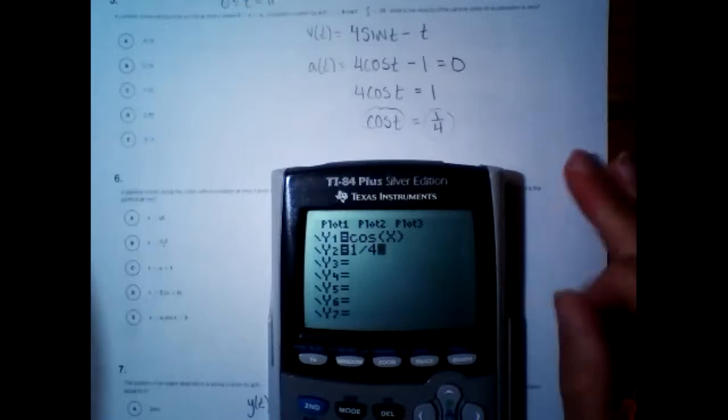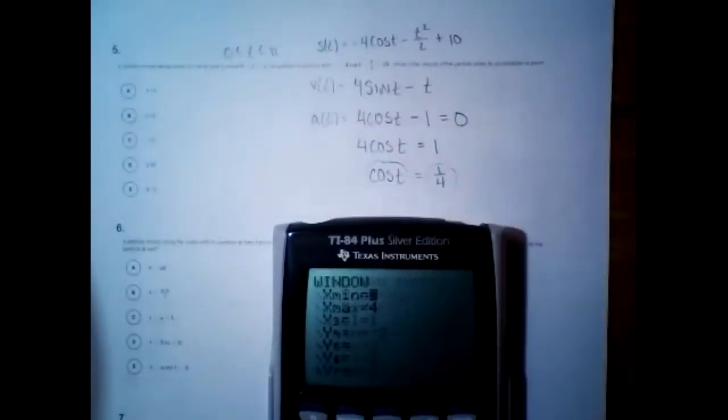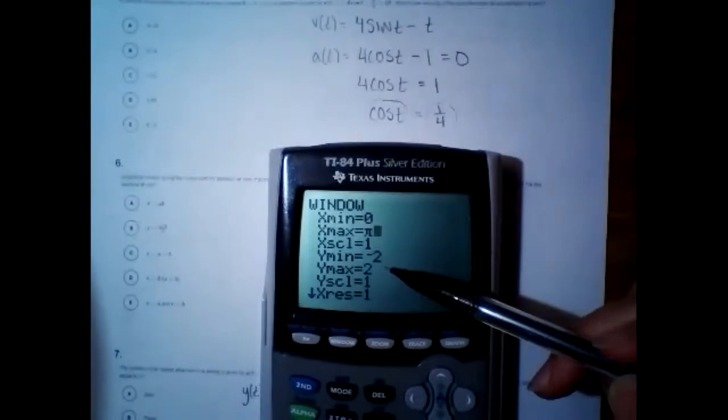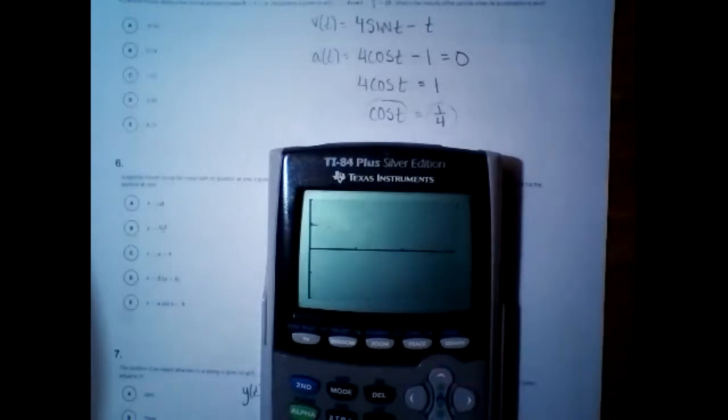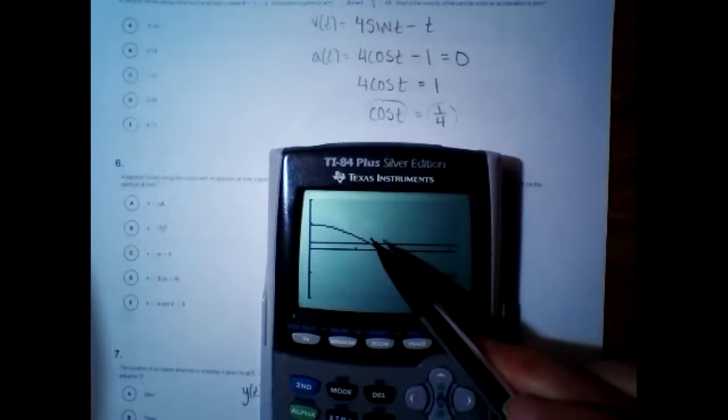Now, before I hit graph, remember the window we were given was 0 to pi. So I'm going to go to window and make that 0 to pi. There we go. And it really doesn't matter what the y values are. You can kind of make them whatever you want as long as you can see the graph well enough. All right, so here's cosine. That's a wave. We're only seeing part of it because of the window. And then that's 1/4. We want this intersection.